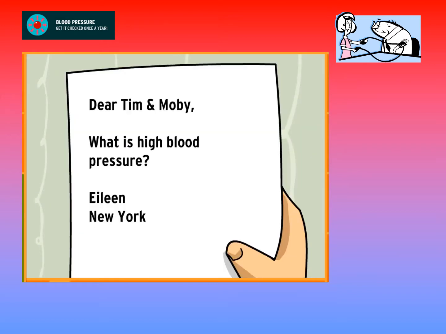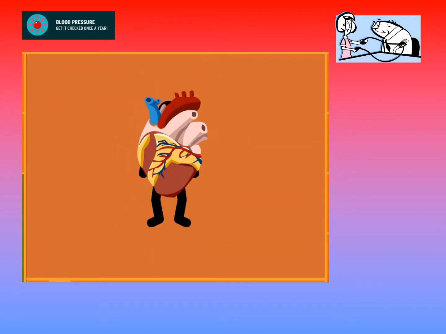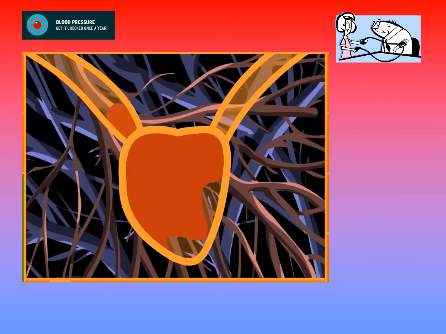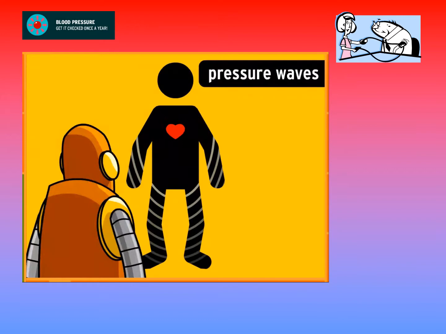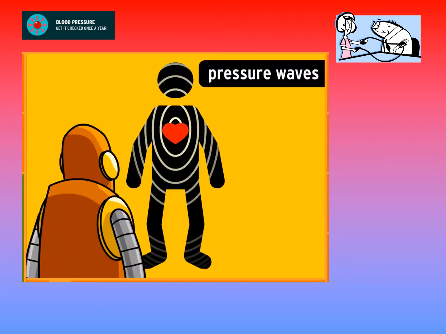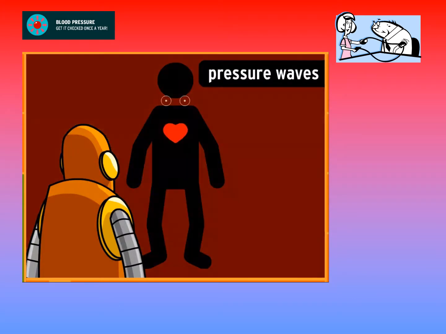Dear Tim and Moby, what is high blood pressure? From Eileen. Well, your heart contracts and relaxes when it pumps blood through your body. This forces blood through your arteries. Blood pressure is the force exerted by the blood on the walls of these blood vessels. Pressure waves are started by the heart's pumping action. You can feel them at the wrists and at other points where arteries lie near the surface of the body.